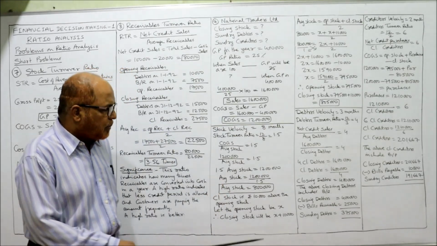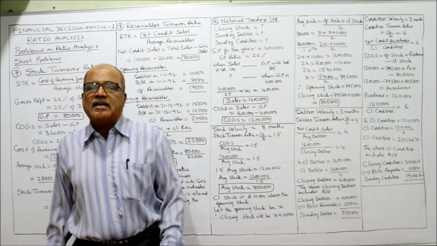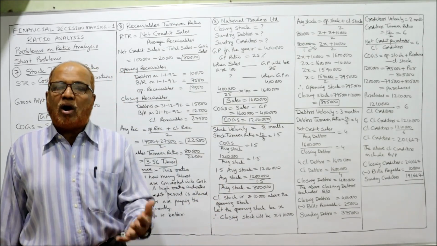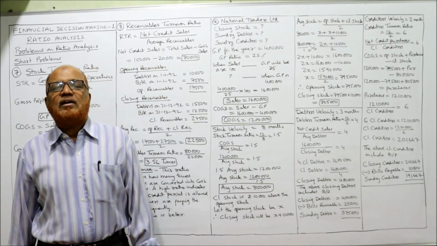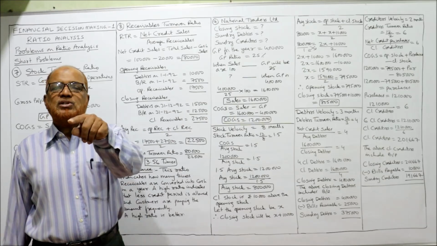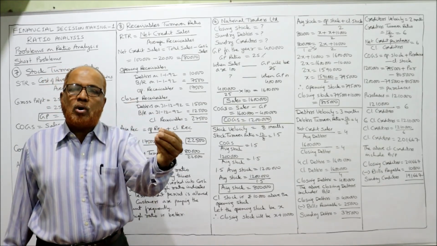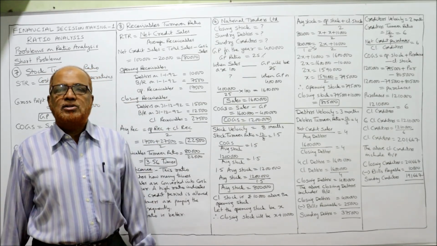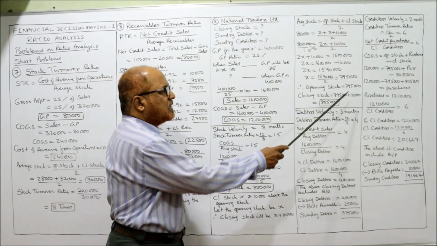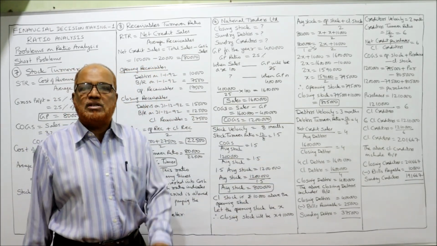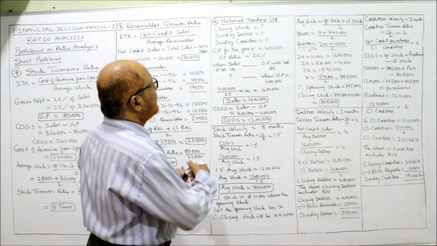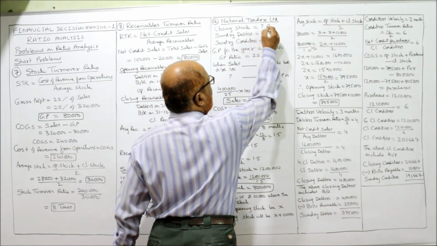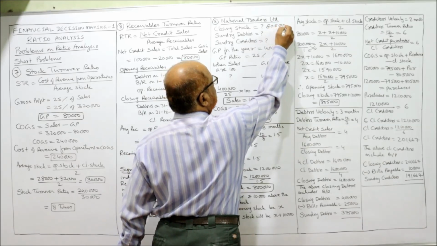What is X? Opening stock. X is the opening stock. So we got the value of opening stock 7 lakh 95,000. Now easily we can find out the closing stock. Closing stock is 10,000 rupees more than opening stock. So 7 lakh 95,000 plus 10,000, 8 lakh 5,000 is the closing stock. That's it. First answer we got, closing stock 8 lakh 5,000.